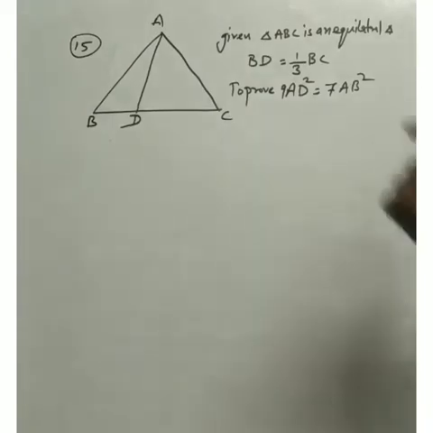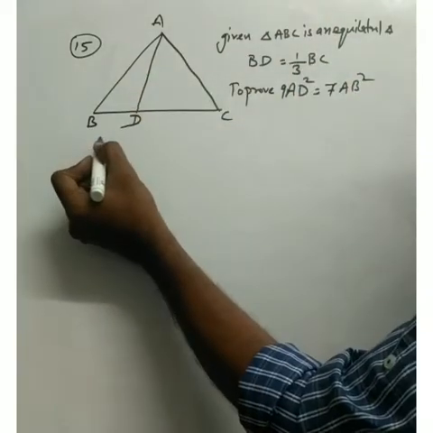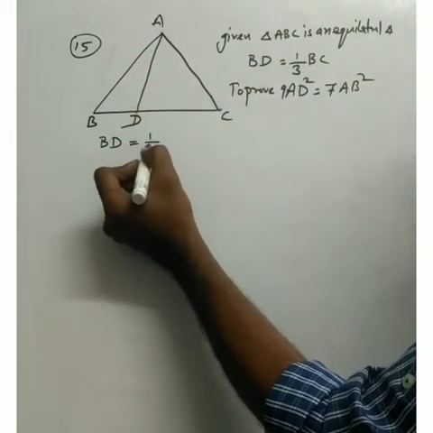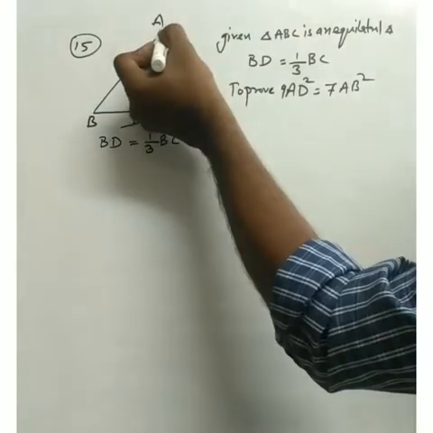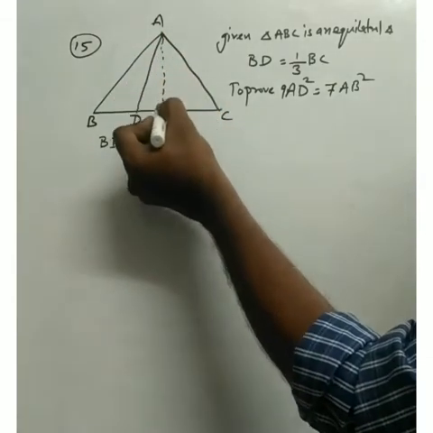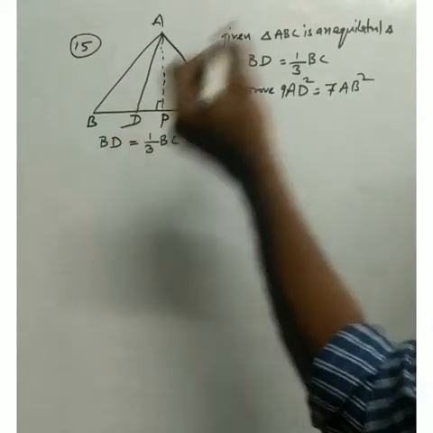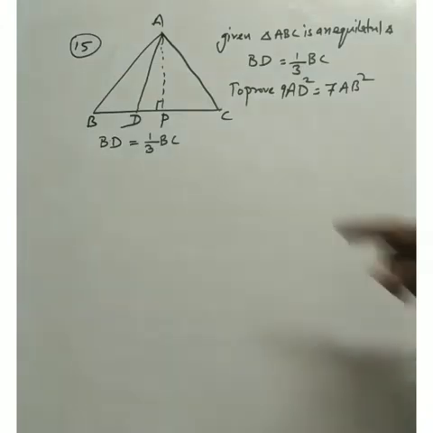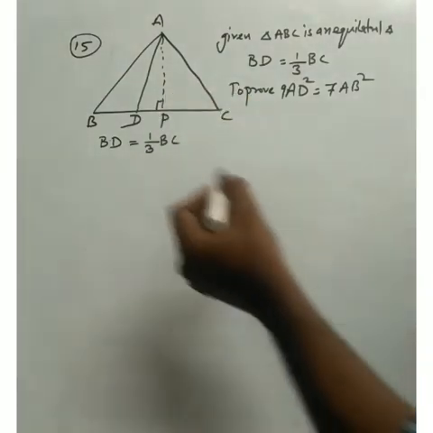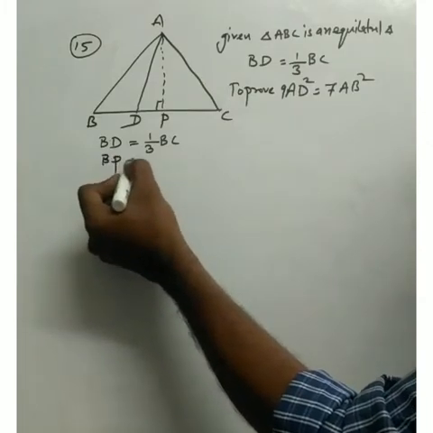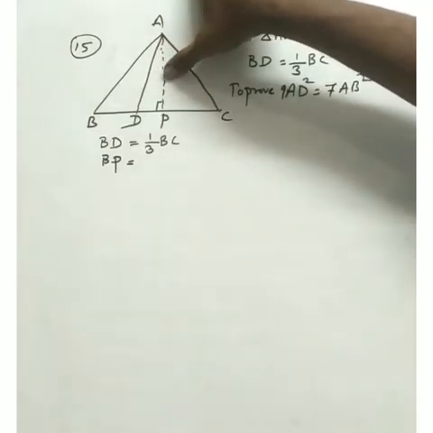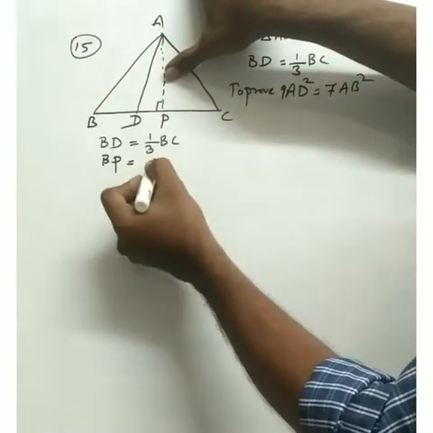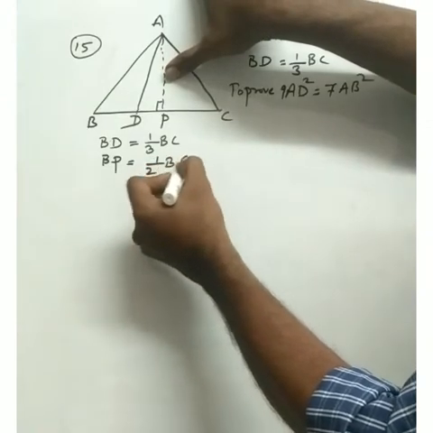Here it is given ABC is an equilateral triangle and BD is 1/3 of BC. BD equals 1/3 of BC. So we can draw a perpendicular here. This construction we are doing, AP perpendicular is drawn to BC. Since it is an equilateral triangle, the altitude is also the median. So BP will be equal to half of BC.